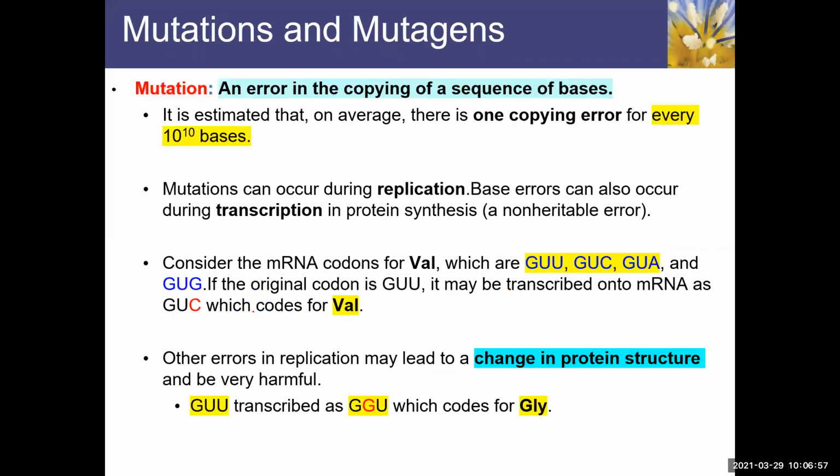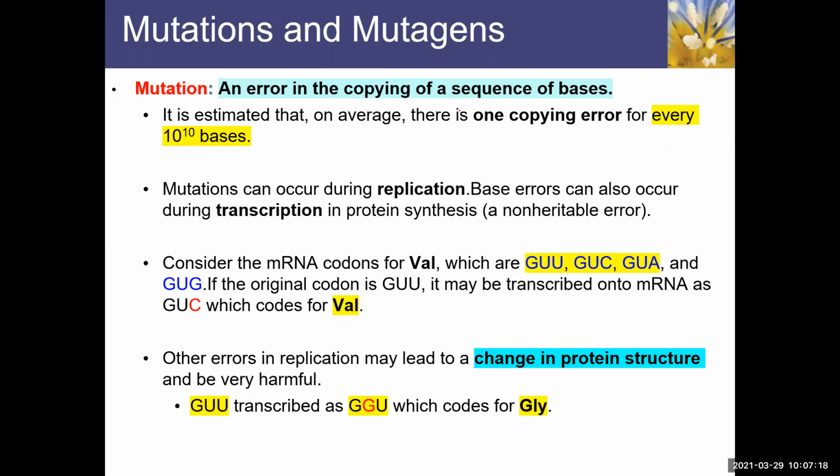Clear about this slide? Any question about this? Yes, boys, girls? Clear, doctor. Thank you, dear.